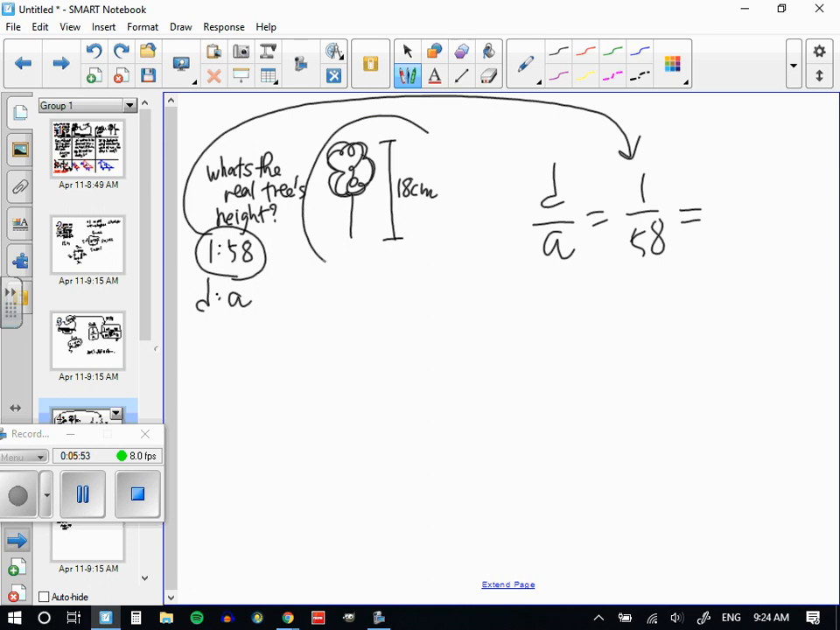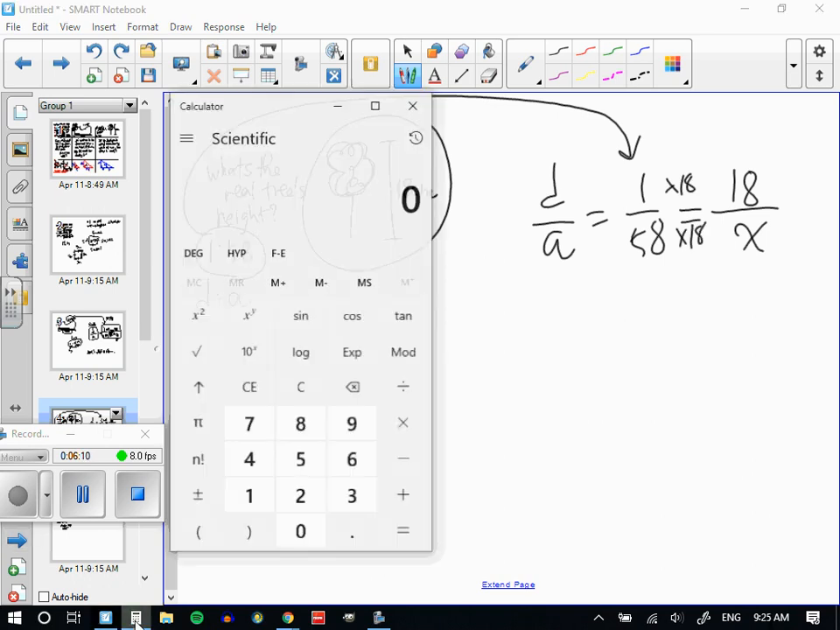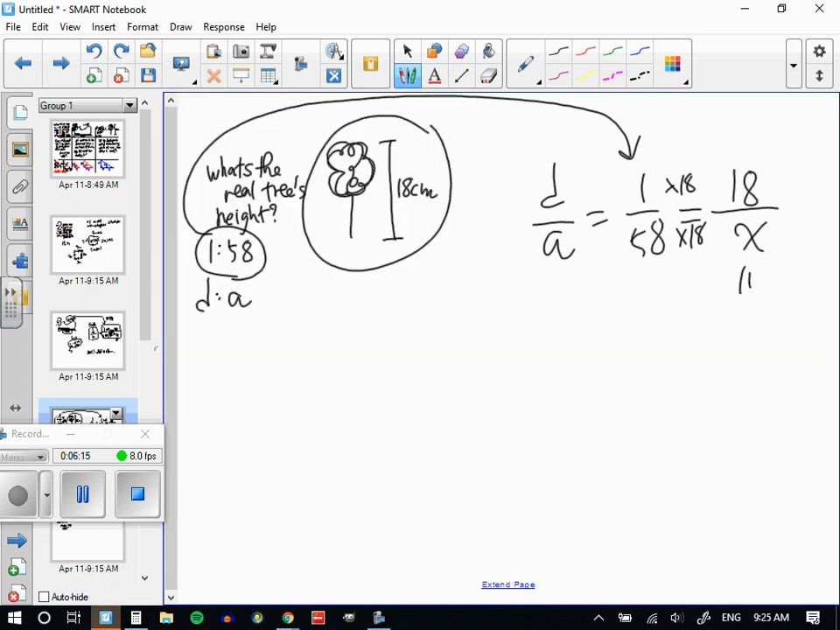Now this tree is obviously not the real tree unless it was a bonsai tree. So it's a picture of the tree, which means it's the diagram of the tree, which means it's the top number of your proportion, and we don't know the actual. So again, I can multiply by 18 and multiply by 18. Take 58 and multiply it by 18. I get 1044 for the height of the tree.